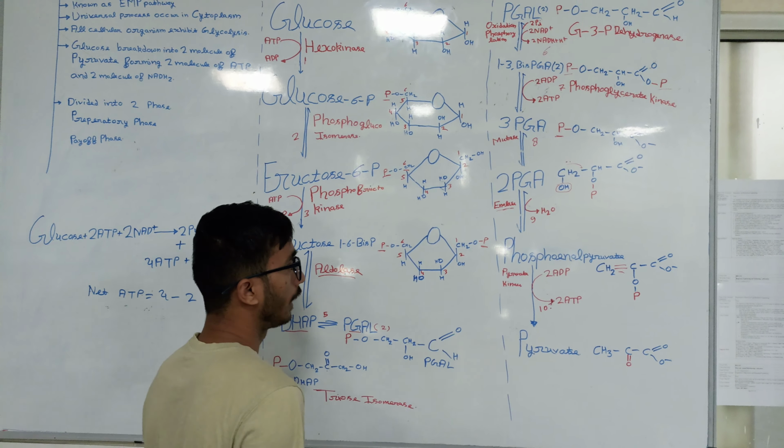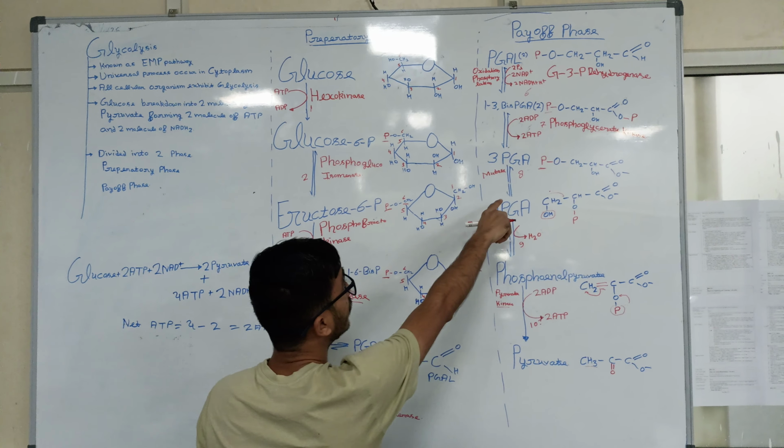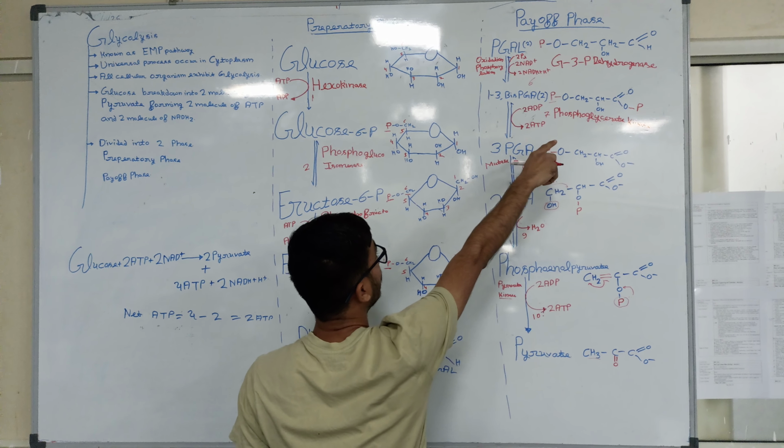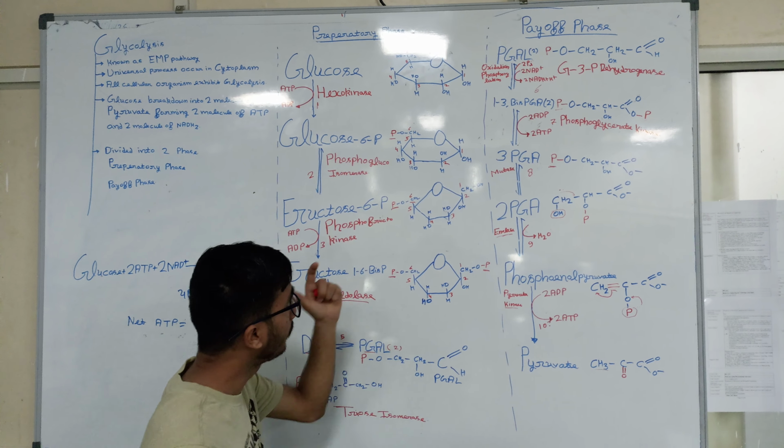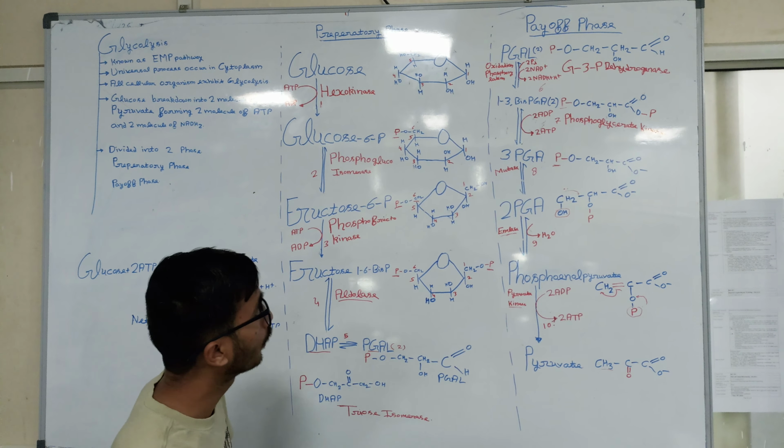So there are a total of 10 steps, in which 7 steps are reversible steps and 3 are irreversible steps. The first step is an irreversible step in which ATP is consumed. The third step is irreversible in which ATP is consumed, and the last, the 10th step, is irreversible in which ATP is produced. And remember one thing, between 1,3-BPGA and 3-PGA ATP is formed, but it is not an irreversible step. It is a reversible step.